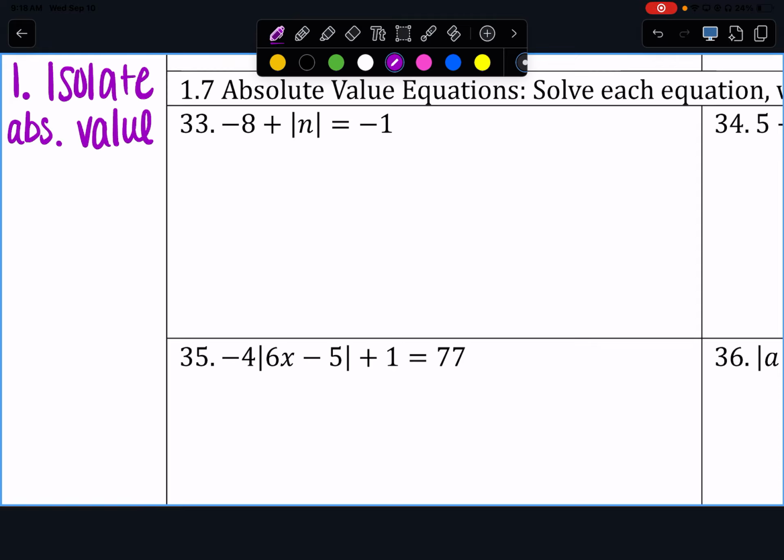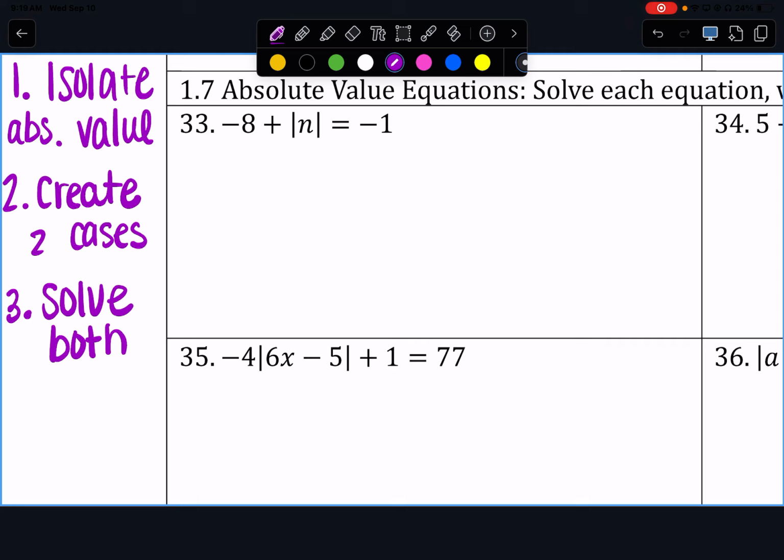The second thing we do with absolute value equations is we create two cases. What are the two cases? Negative and positive. We need one of each. Then the third thing is we just solve both. That is what we do for all of these. We're actually going to look at 34, 35, and 36 here.